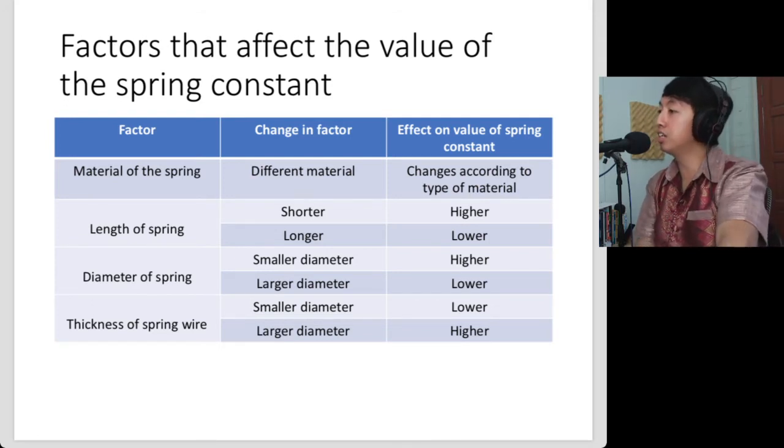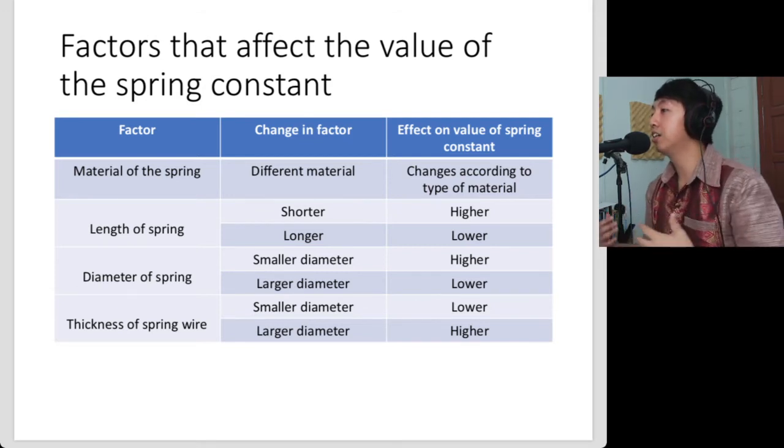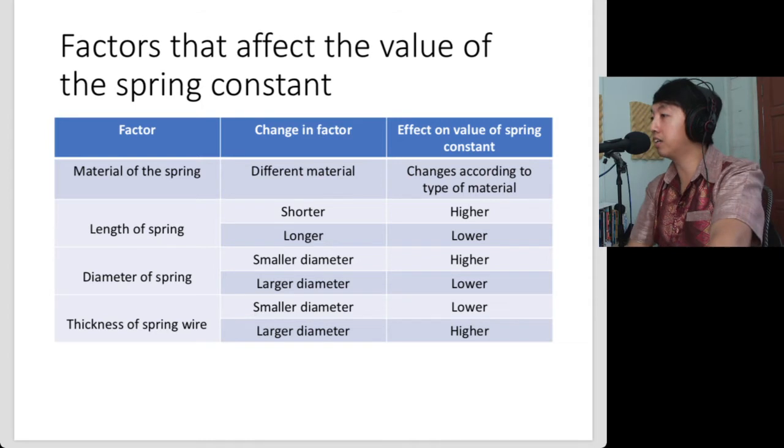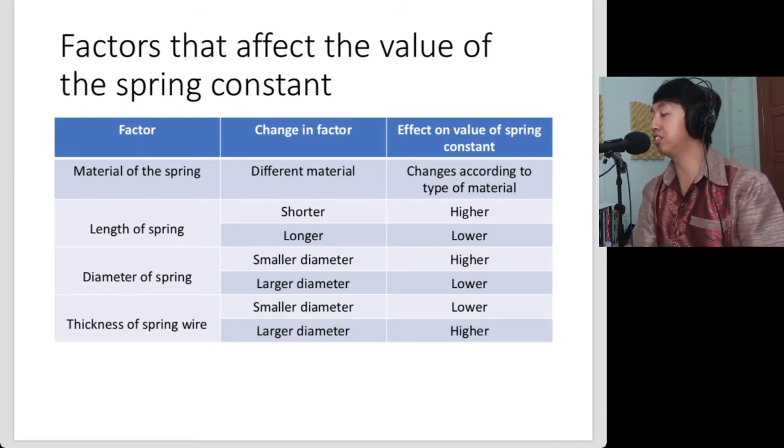Okay, so if you look at the factors, for material of the spring, ini sedia maklum lah, bahan yang berbeza akan memberi spring constant yang berbeza. And then length of spring, okay, spring yang lebih pendek akan ada spring constant yang lebih tinggi. Spring yang lebih panjang ada spring constant yang lebih rendah. Diameter of the spring, so smaller diameter causes higher spring constant, larger diameter causes smaller spring constant, and thickness of spring wire, okay, larger diameter means lower spring constant, larger diameter means higher spring constant.